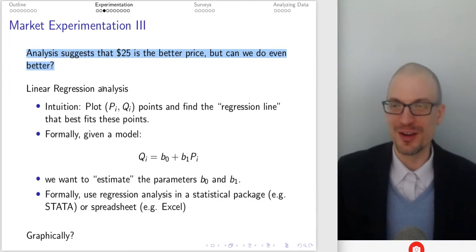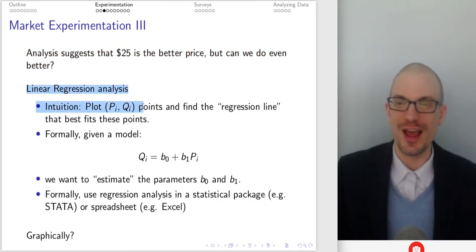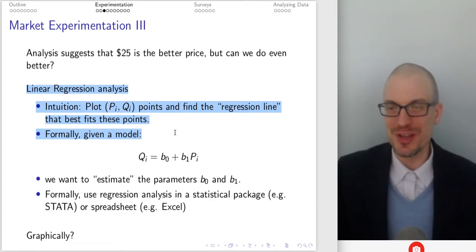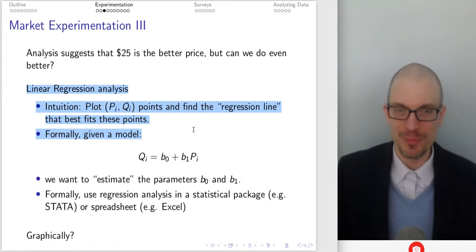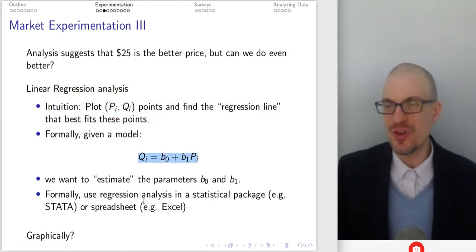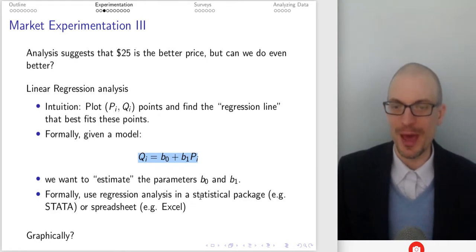So anyway, analysis suggests that $25 is the better price. Can we do better here? Let's try linear regression analysis. The idea is, hey, we've got two data points. Let's find our line of best fit. Well, it's two points, so it's pretty easy. You could take these ordered pairs, determine the slope between them, and then with the point-slope formula, back out the equation for this line right here. If you had more data, you'd do regression analysis using a statistical package. You'd want to estimate the intercept.